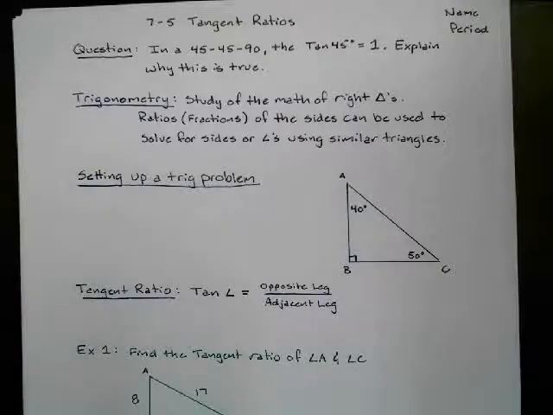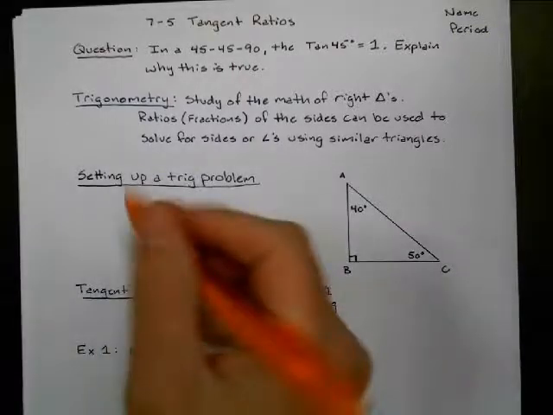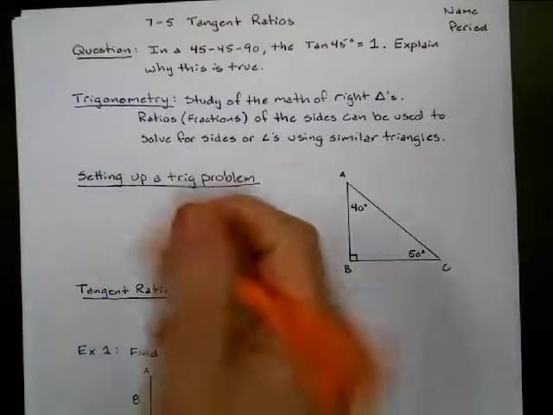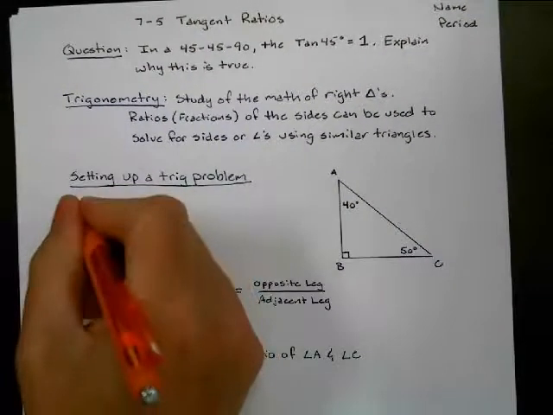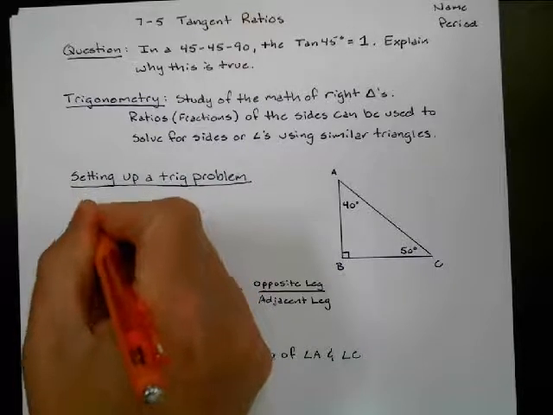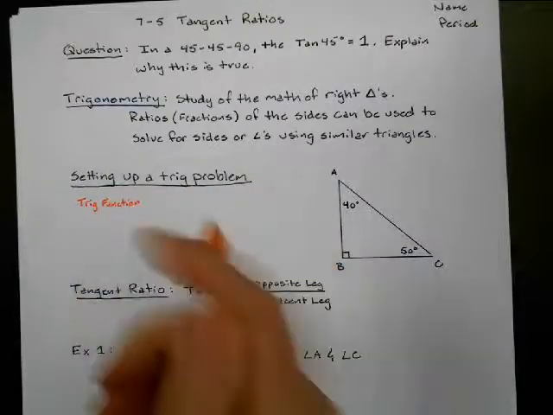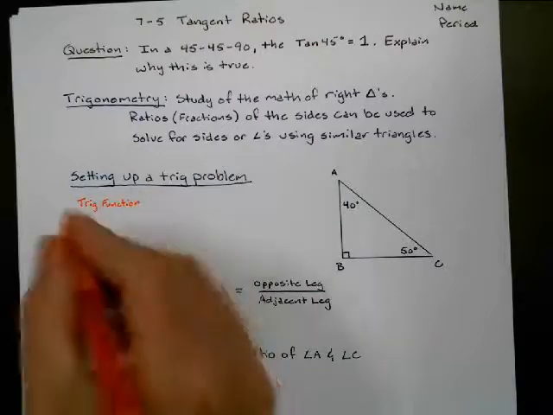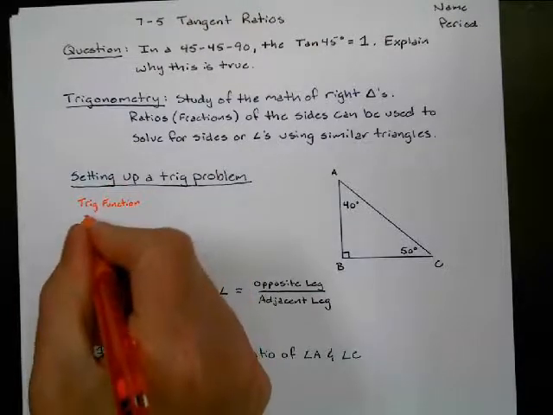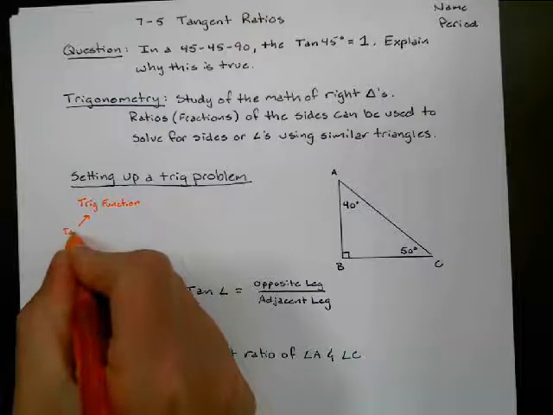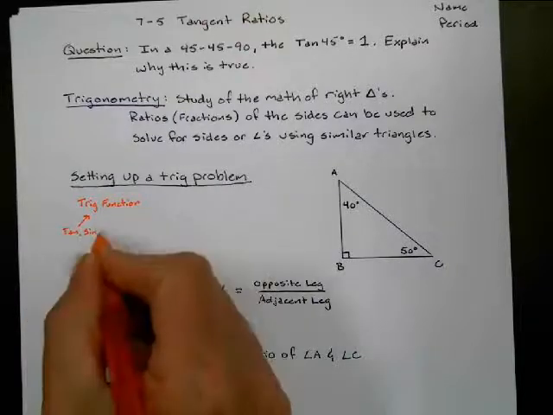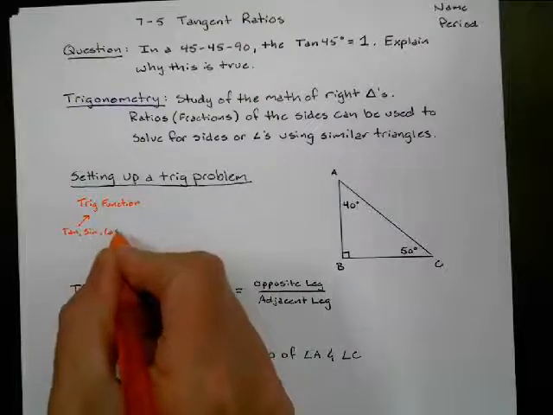All right, so how do we set up a trig problem? It's the same setup for each type of trig problem that you're going to do. What we'll do here is write down our trig function first. For this unit, we're going to use 3 different trig functions, and today's is tangent. So the trig function, when I say that, you're going to write either tan, sin, which stands for sine, or cos, which is cosine.